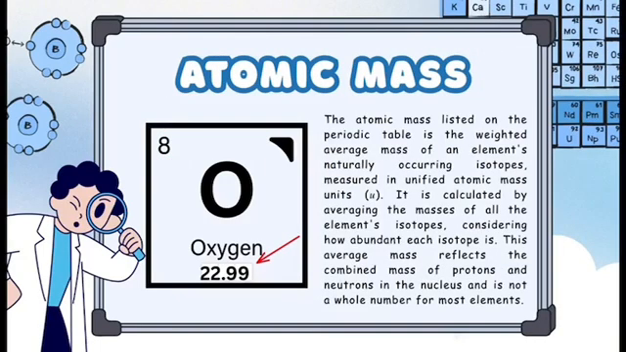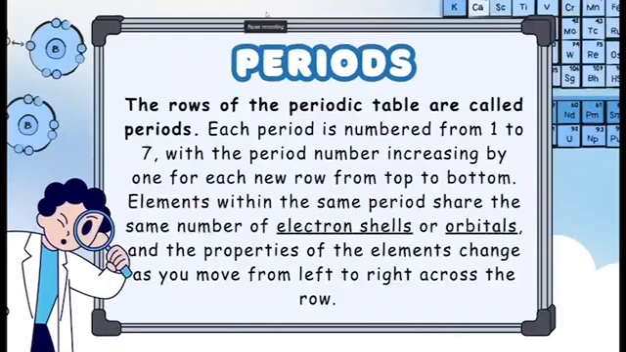The atomic mass. The atomic mass on the periodic table is the weighted average mass of an element's naturally occurring isotopes. Measured in unified atomic mass units, it is calculated by averaging the masses of all the element's isotopes, considering how abundant each isotope is. This average mass reflects the combined mass of protons and neutrons in the nucleus and is not a whole number for most elements.